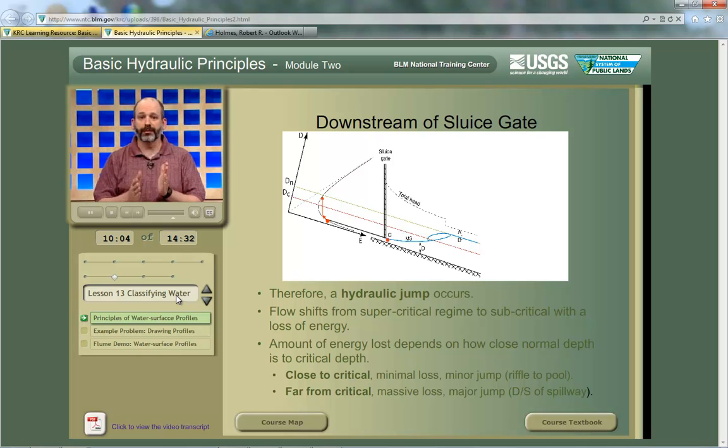If critical depth and normal depth are very close to one another, it usually means there will be minimal loss, and there will be just a minor jump, like what you might see from a riffle to a pool along a stream, where the water just very gradually undulates into the normal depth in the pool. However, if the normal depth to critical depth distance is great, you will have a massive loss of energy, and there will be a major jump there, such as what you might see downstream of a high head dam or in some other form of spillway.